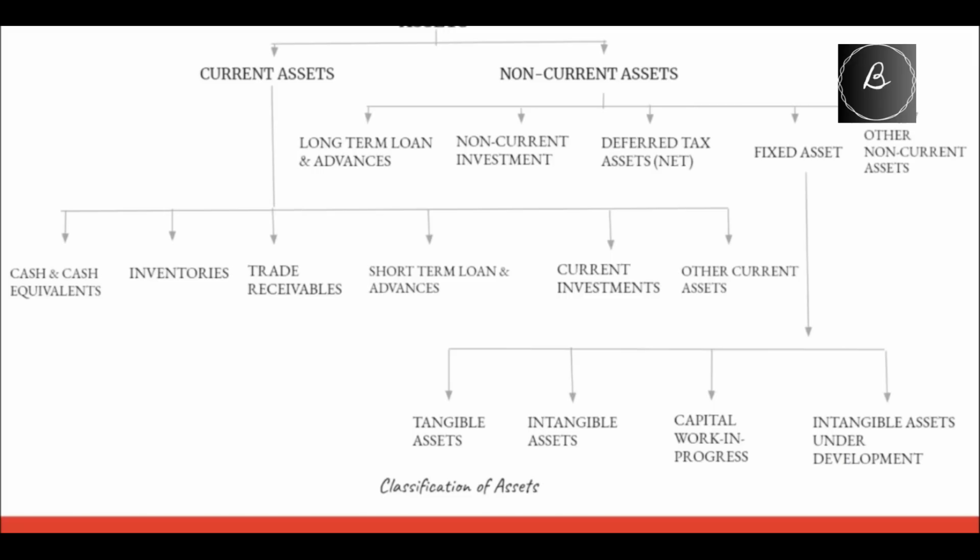We first have long-term loans and advances, non-current investment, deferred tax assets, fixed assets, and other non-current assets that do not fall in any of the other categories. Fixed assets can further be classified into tangible assets that we can feel and see and touch, and intangible assets that we cannot see or touch. Capital work in progress are the tangible assets that are under development, and intangible assets under development.